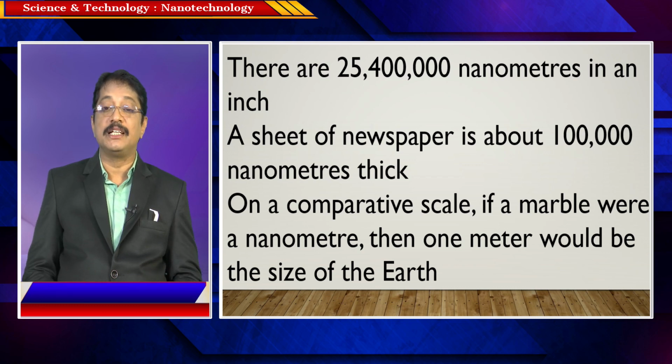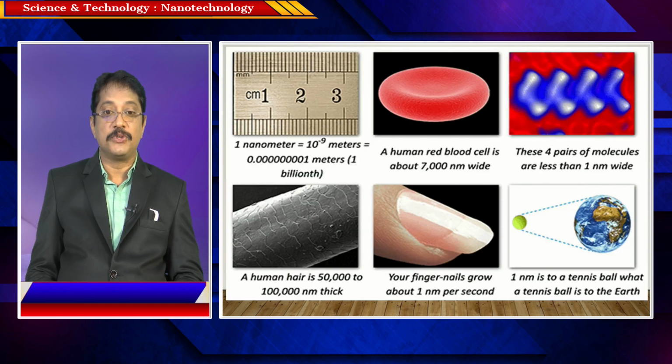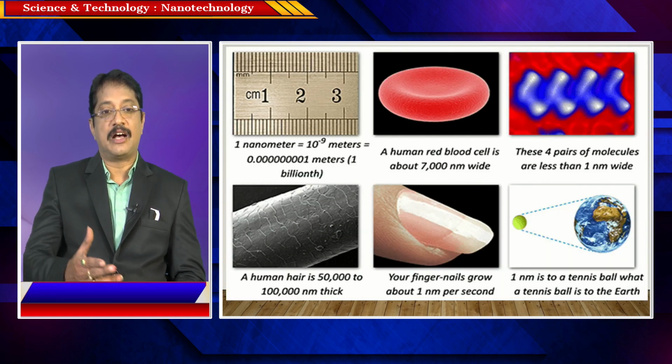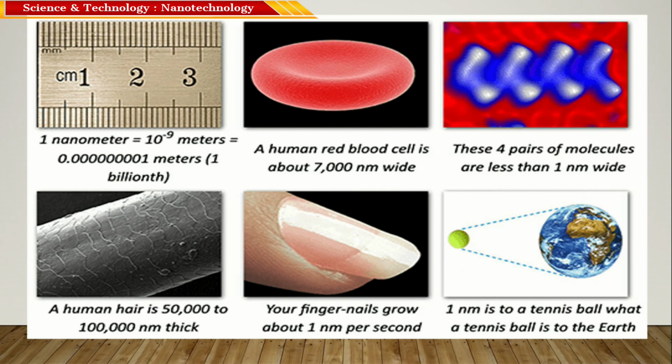1 meter would be the size of the earth. We know that the radius of the earth is around 6,400 kilometers. Now you can imagine how much it was magnified. In such a manner, by using this nanotechnology, you can see things at very small scales. Now I'm showing the images by using a nanometer here.